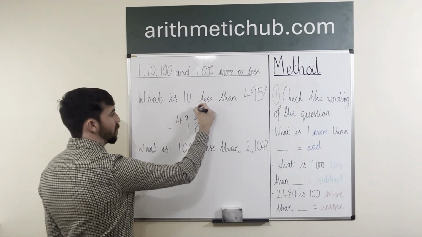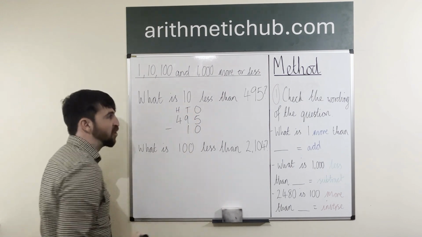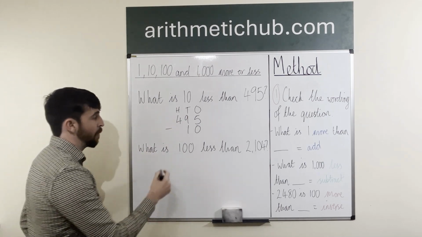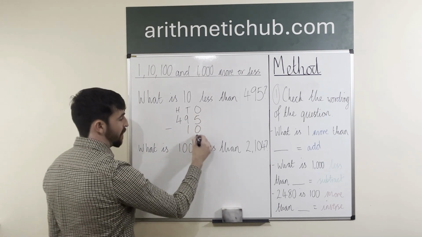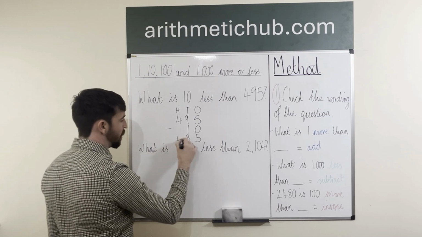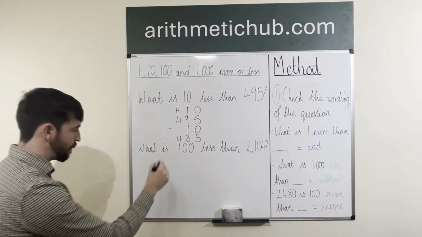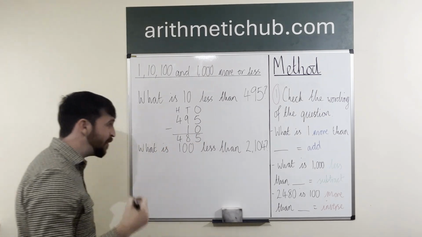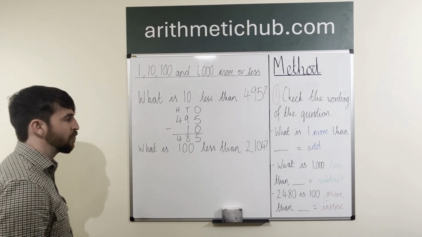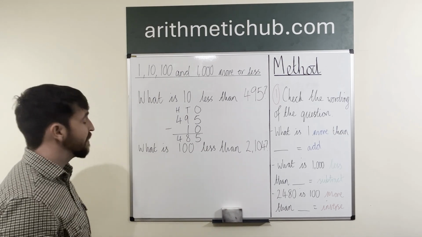I'm going to put my place value columns in and check that we are taking one away in our tens column because we're taking 10 away, okay? 5 take away 0 is going to give us 5, 9 take away 1 is going to give us 8, 4 take away nothing is going to give us 4. And then we can check, does that make sense? Is 485 10 less than 495? Well, yeah, it makes sense, doesn't it?